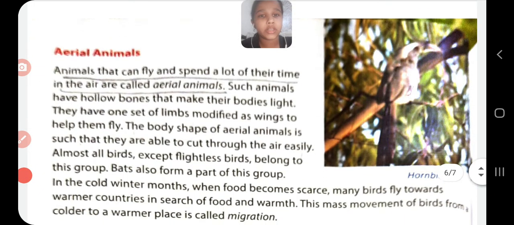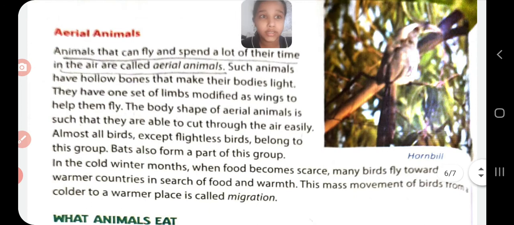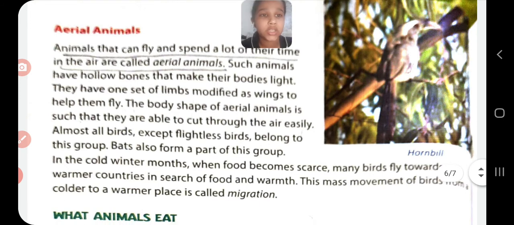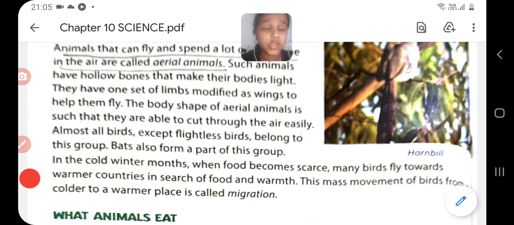Now aerial animals. What are aerial animals? Aerial animals means the animals that can fly, birds. Animals that can fly and spend a lot of their time in the air are called aerial animals. Such animals have hollow bones that make their body light. Hollow bones, matlab khokhli haddi, matlab andar se khali. They have one set of limbs modified as wings that help them to fly.